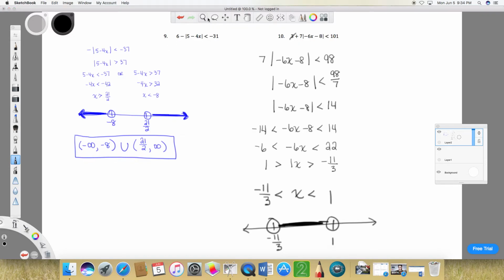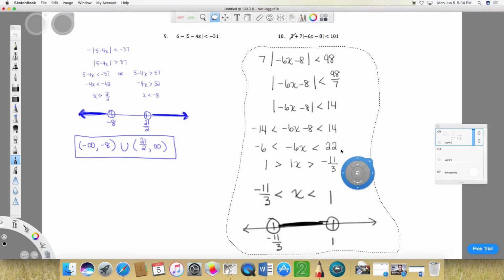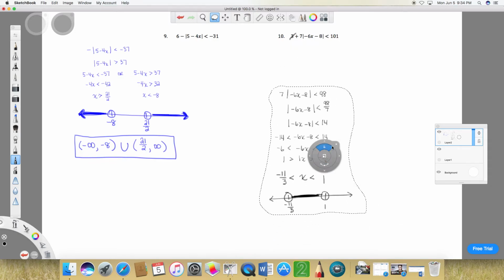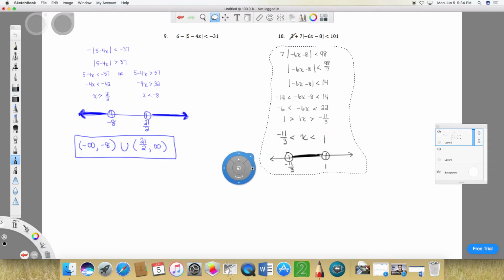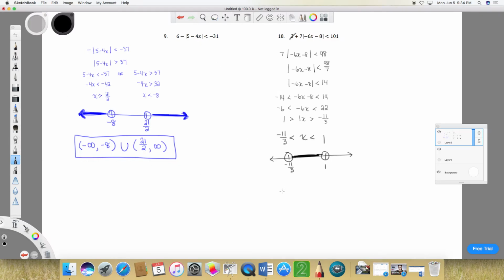And then I write my final answer in interval notation. So I have negative 11 thirds as the smallest value, comma 1. I use parentheses and not brackets because, like we said, the endpoints were not included in the solution set. So there's our final answer.